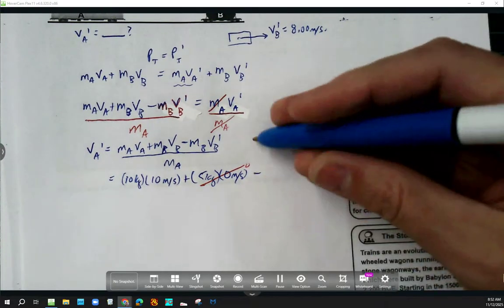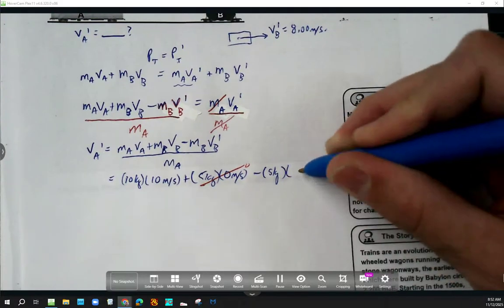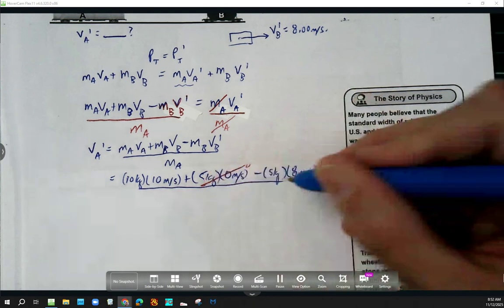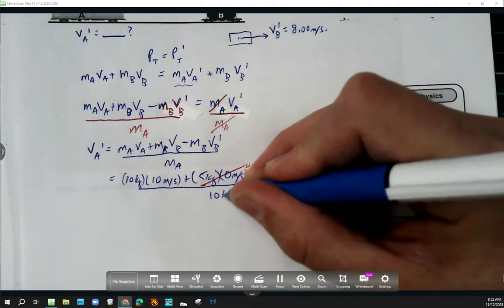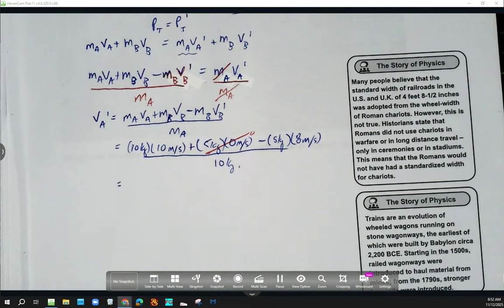Minus MB, 5 kilograms, times VB prime, 8 meters per second, all over MA, 10 kilograms. And that's going to spit out a nice round number, actually. I think I cooked this nicely. What do you guys get?